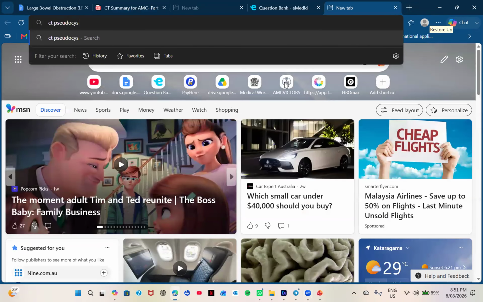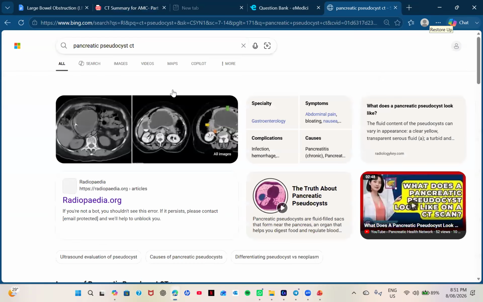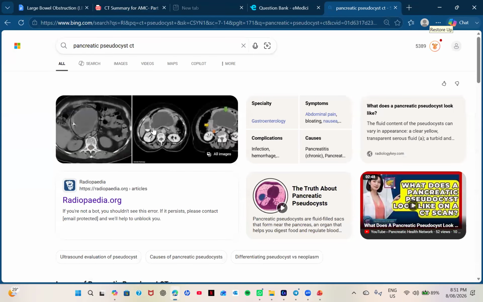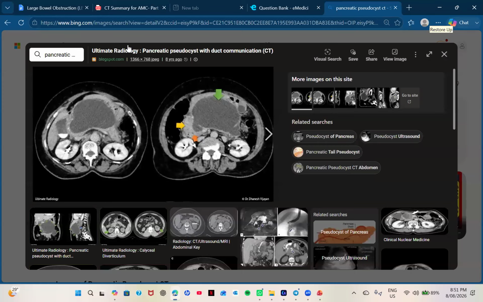So this is the way I'll show another picture, a CT of a pseudocyst. Because in pseudocyst, they are usually given CT, okay? I can remember it's like a football. Here you can see a giant football, okay? Giant football kind of thing.